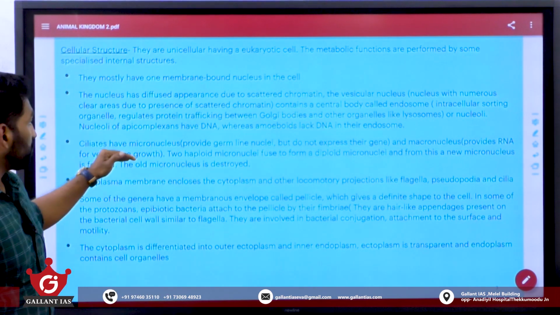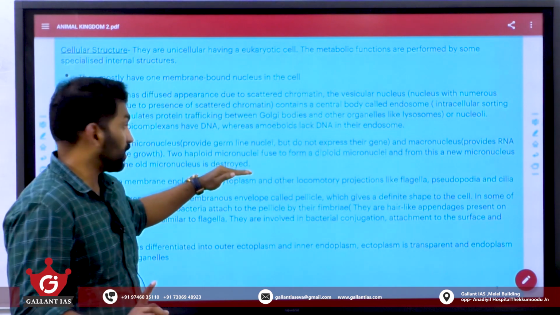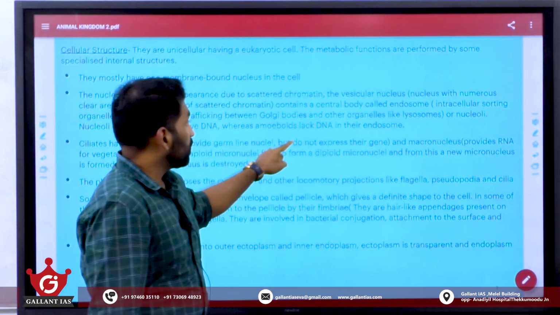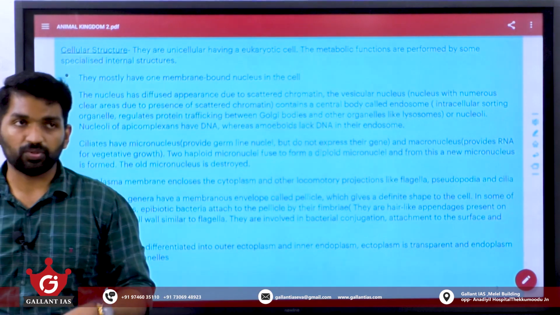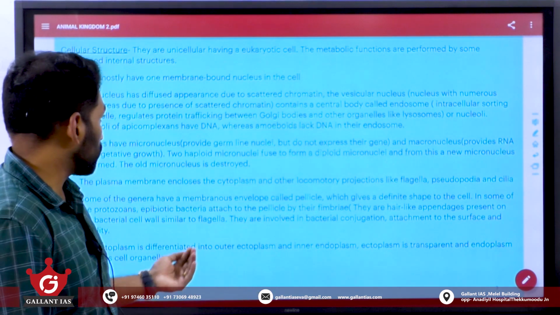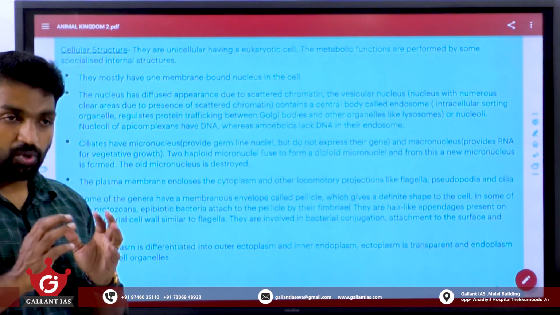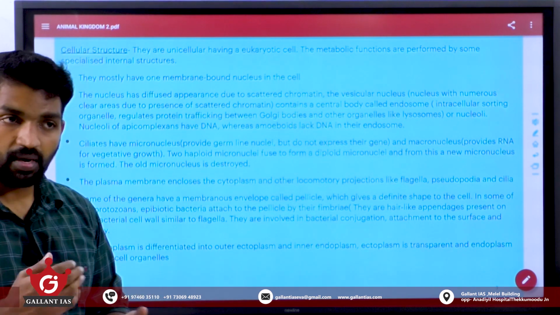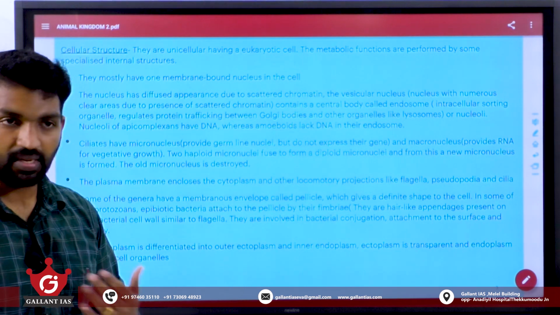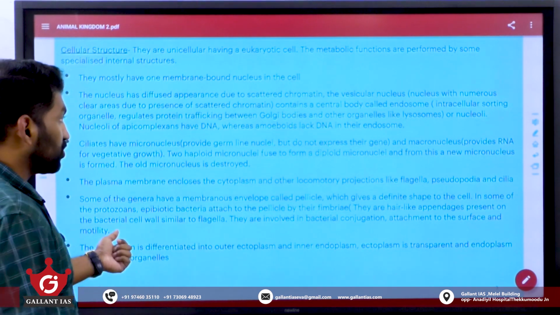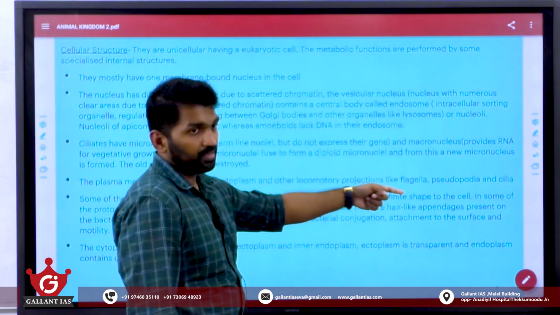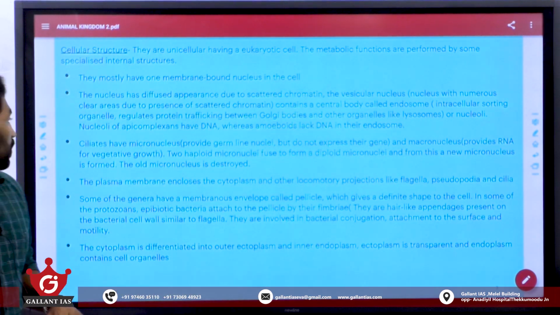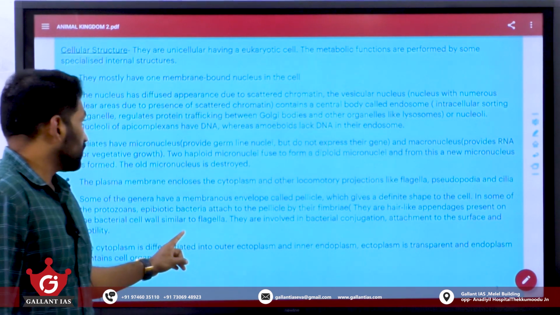So nuclei of epicomplexans have DNA. They are not RNA bearing organisms, they are DNA bearing organisms, whereas amoeboids lack DNA in their endosome. So there are certain organisms in this protozoa itself which do not have a rigid cell wall. They don't have a particular shape. They will be just like an amoeba. They can change their shape as it is. Such organisms lack DNA in their endosome. Is it clear? Okay.